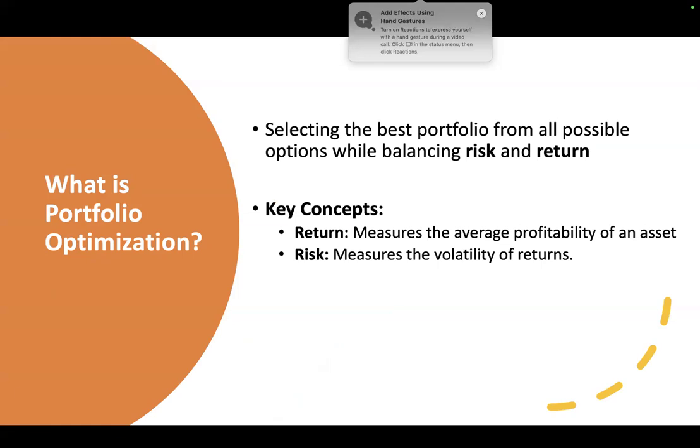So there are two key concepts that we are going to talk about in the whole presentation. One of them is return, another one is risk, yes? Return measures the average profitability of assets, yes? How much profit that asset can bring for us in, let's say, 1 year. And risk says how sure we are about that profitability. Are we 100% sure or are we 50% sure?